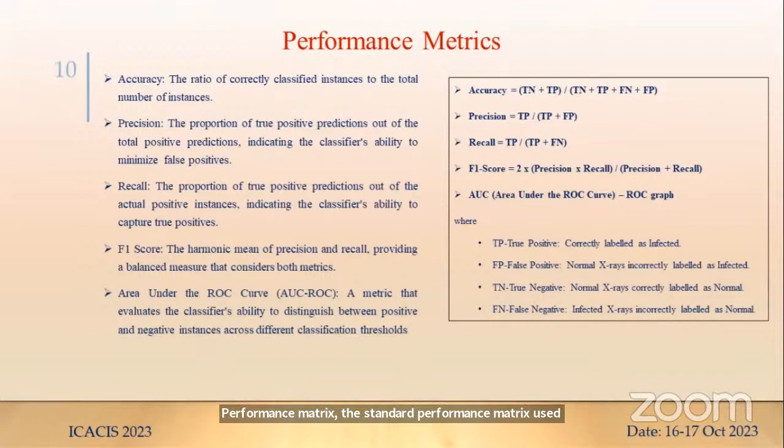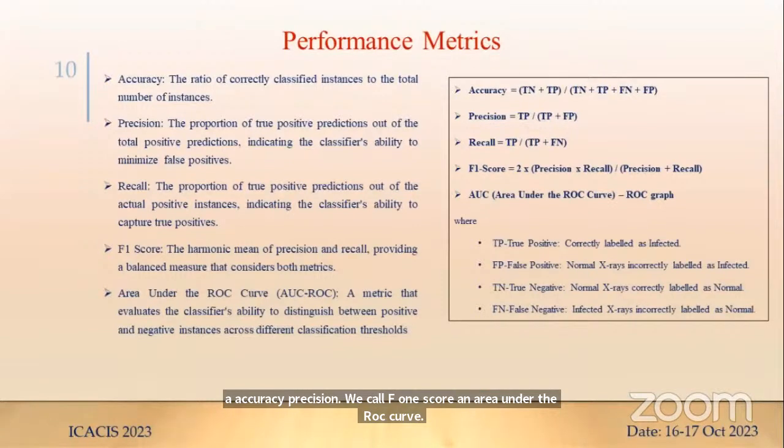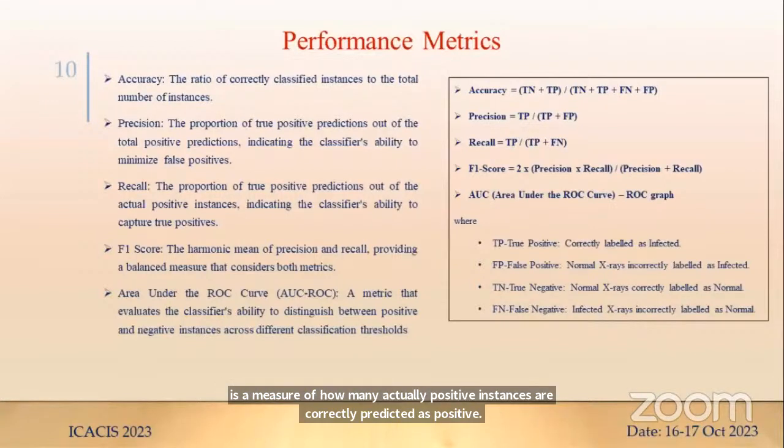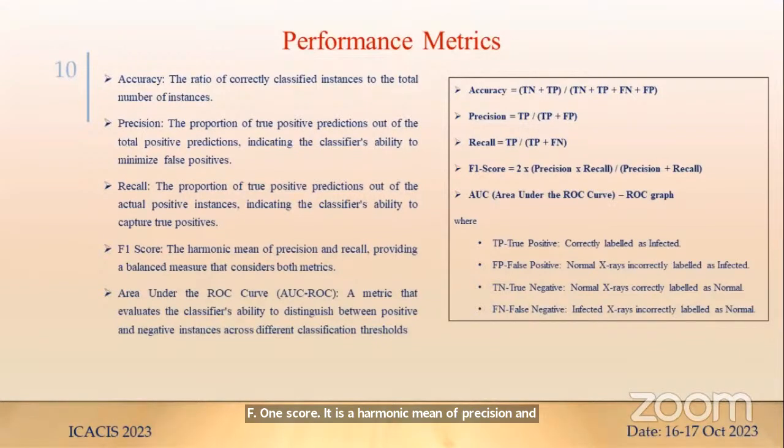Performance metrics. The standard performance metrics used are accuracy, precision, recall, F1 score, and area under the ROC curve. Accuracy. It measures how well model performs across all classes. Precision. It is a measure of how many instances predicted as positive are actually positive. Recall. It is a measure of how many actually positive instances are correctly predicted as positive. F1 score. It is a harmonic mean of precision and recall. Area under the ROC curve. It shows performance of the model by taking all classified thresholds into account.